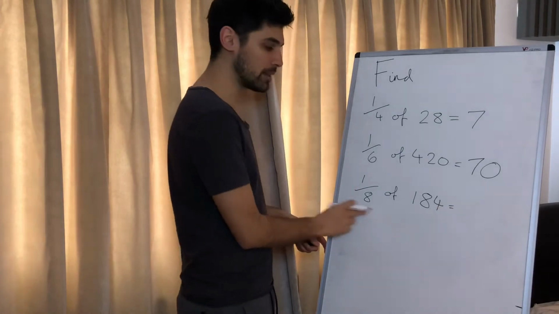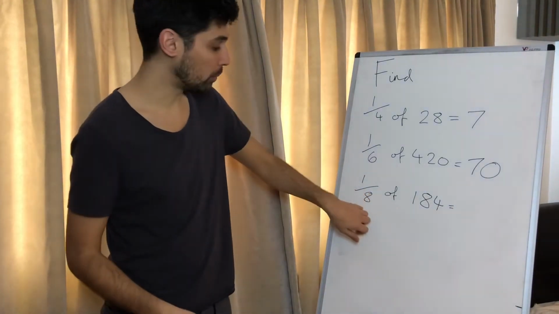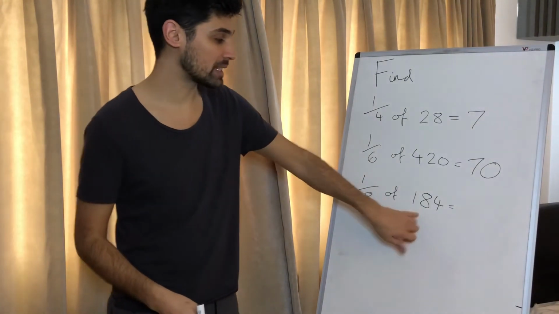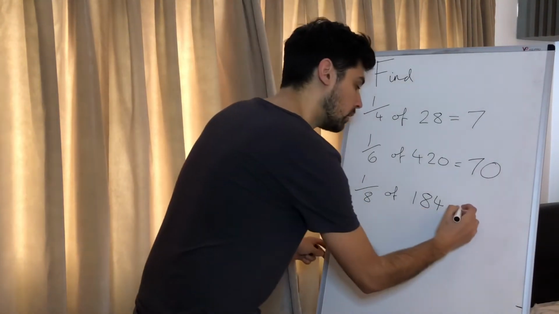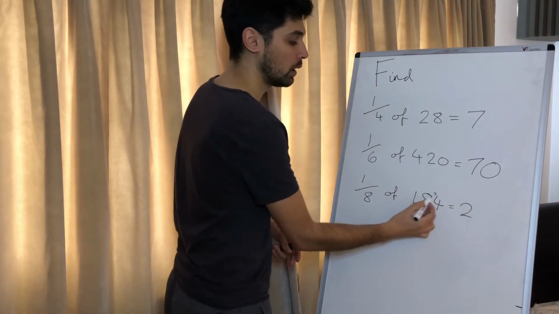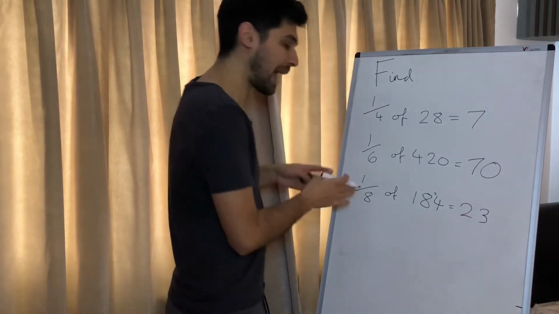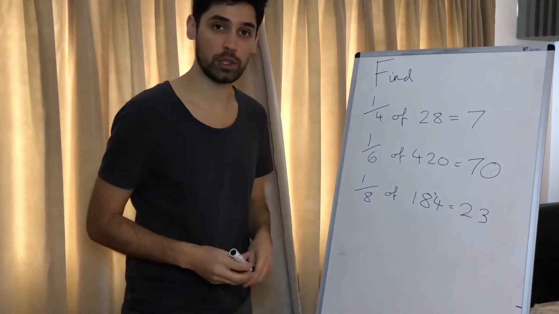Then 1/8 of 184, same idea. We're just going to divide 184 by 8. So 8 goes into 18 twice to get to 16 with a remainder of 2. So 8 into 24 goes 3 times. So 1/8 of 184 is 23.